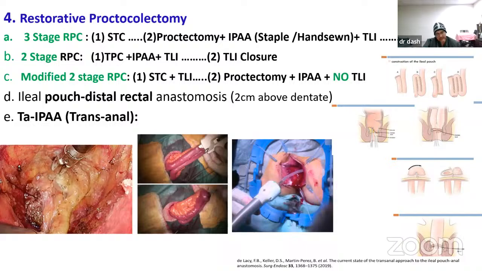It needs a little bit of technical expertise to mobilize the rectum, particularly anteriorly from the bladder and the seminal vesicles and the prostate, to get a proper firing of the stapler as near to the dentate as possible.